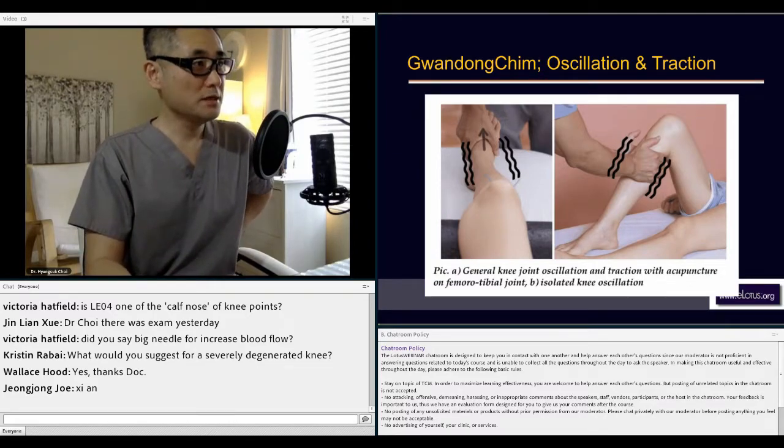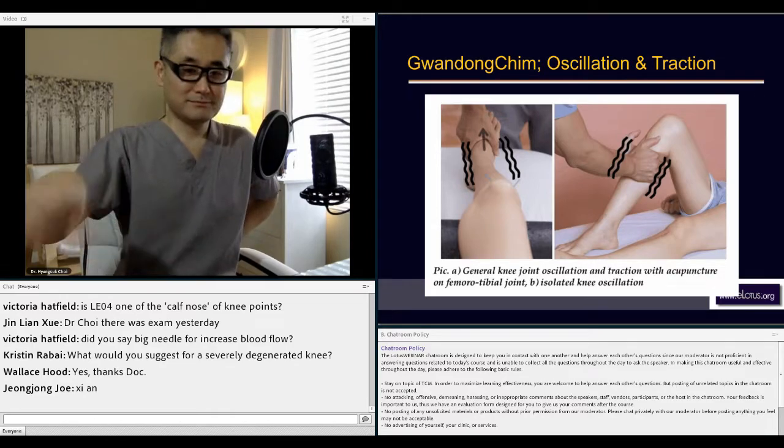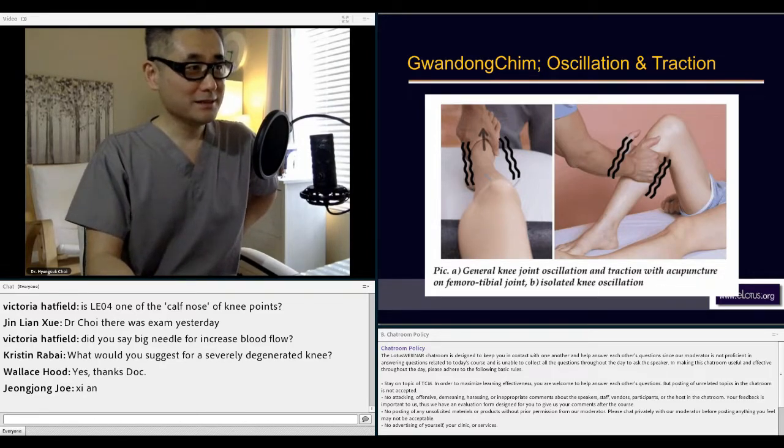Thank you, Dr. Zhou. And Kwandong-chim, this is the oscillation and traction. So with the needles on Xi'an and ST35, you can see the needles. One is green and one is silver, and giving oscillation. I will show you in a movie clip. And this is another way of giving oscillation and traction. I learned this from a physiotherapist.